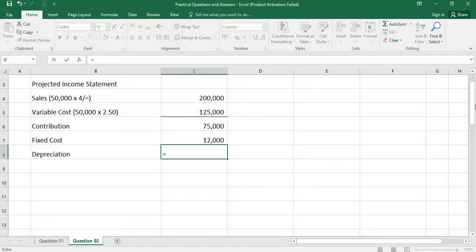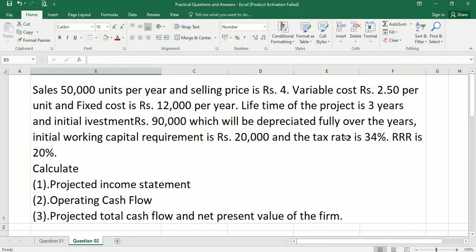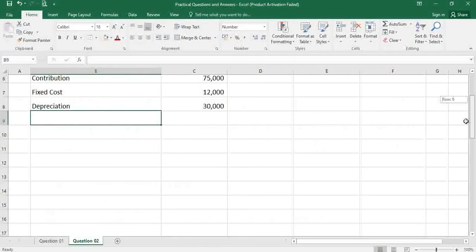Here 90,000 is the cost. You don't have scrap value. Useful lifetime is 3 years, so 30,000. Let's deduct these. Additionally he has given initial working capital, that we have to take for the calculation of cash flow. Tax rate is 34%, that we have to calculate.